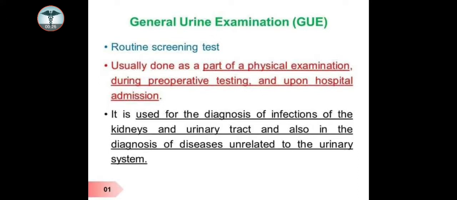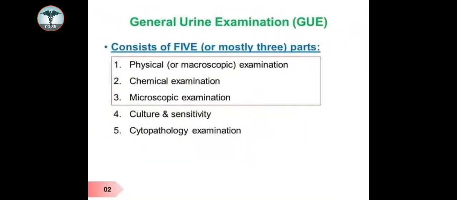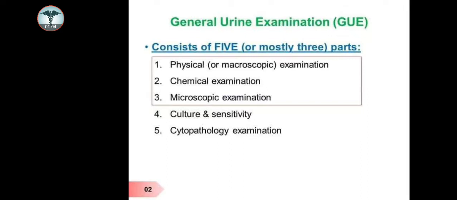It is used for the diagnosis of infection of the kidney and urinary tract, and also in the diagnosis of diseases unrelated to the urinary system. The general urine examination includes physical examination, chemical examination, microscopic examination, culture and sensitivity, and cytopathology examination. The fourth and fifth are often done, but the main are the physical examination, chemical examination, and microscopic examination. These three parts are usually done in the routine examination.